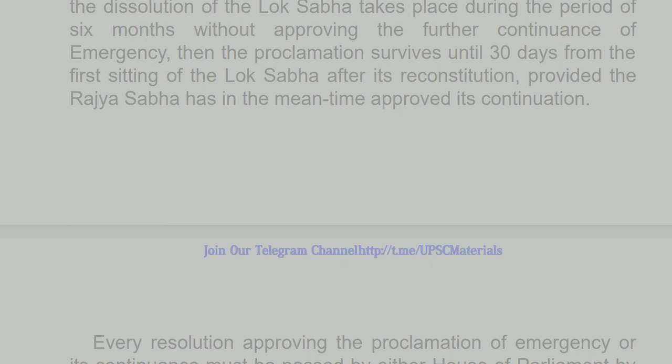However, if the dissolution of the Lok Sabha takes place during the period of 6 months without approving the further continuance of emergency, then the proclamation survives until 30 days from the first sitting of the Lok Sabha after its reconstitution, provided the Rajya Sabha has in the meantime approved its continuation.